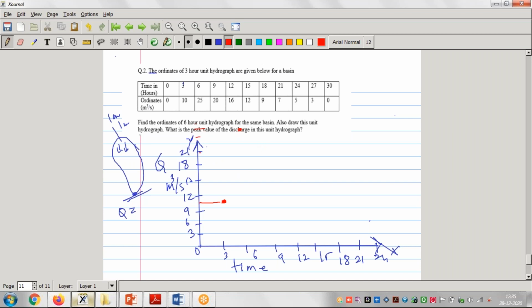Then after 9 hour, this is 20. Means somewhere here. Then after 12 hour, it is coming as 16. 16 means somewhere here. Then after 15 hour, it is 9. 9 means somewhere here. Likewise, when I join this graph, I will say, maybe like this, right? So this graph is what? This graph is the 3-hour unit hydrograph. Is this okay?